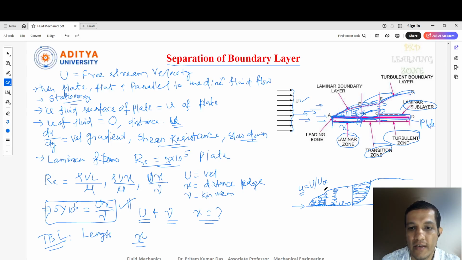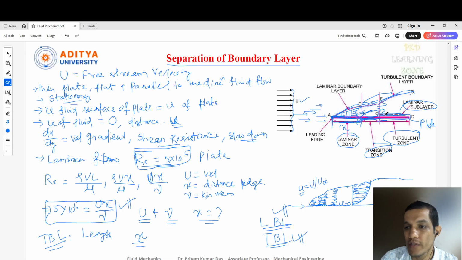Here, as I told you, mostly we consider only two types: one is the laminar boundary layer, and another is the turbulent boundary layer. The main formula is this one. Based on that, we can calculate what is the laminar zone and what is the turbulent zone. The transition zone is just to convert the laminar zone to the turbulent zone. It depends upon the value, so keep this value in mind: Re equal to 5 into 10 to the power 5. Remaining all are simple. Another concept is the laminar sublayer, which is created near the surface.